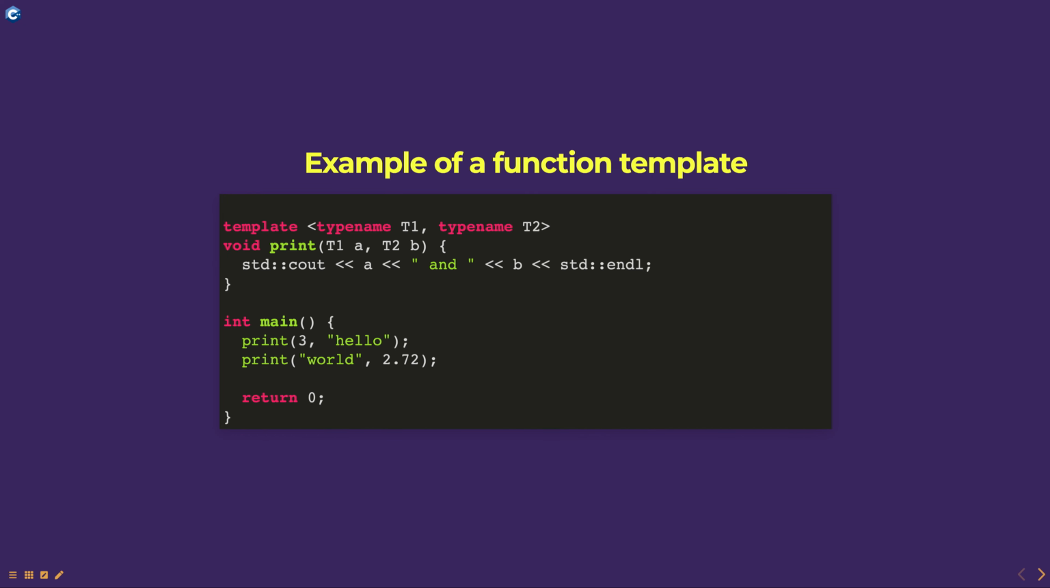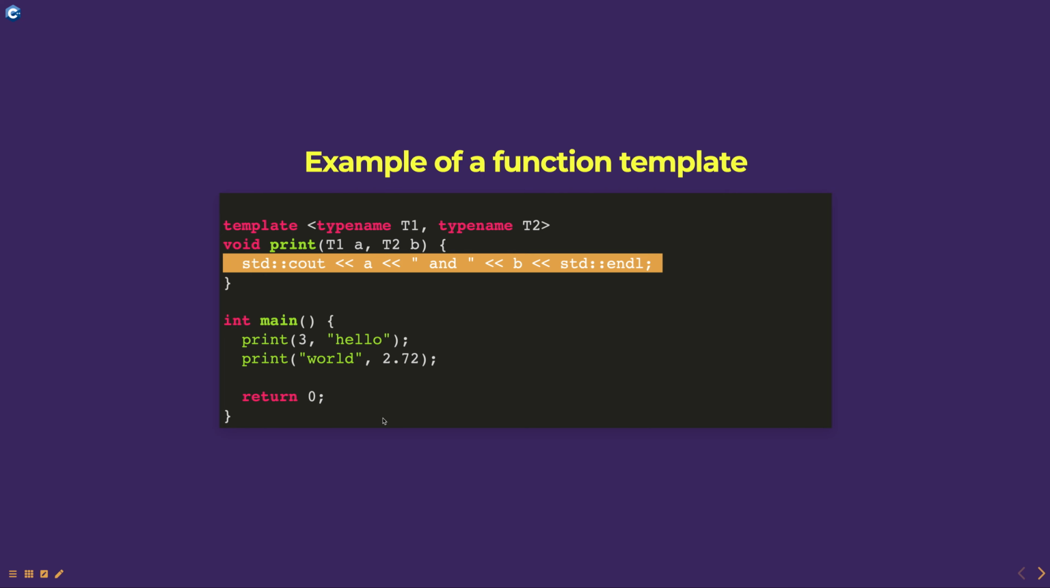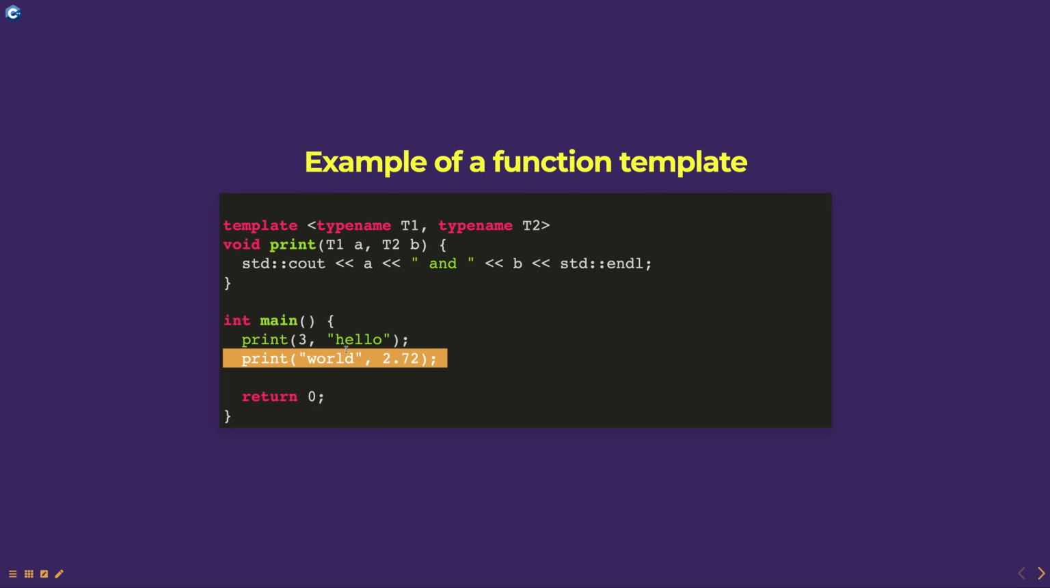In this example, the print function template takes two arguments of different data types, T1 and T2, and prints them on the screen. The main function calls the print function with different combinations of data types, an integer and a string, and floating point numbers. The compiler generates separate code for each function call using the appropriate data types for T1 and T2.